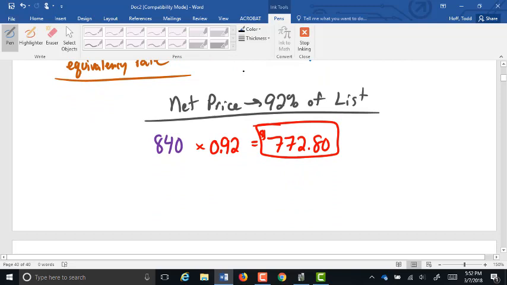So the formula is our list price times our net price rate equals the net price.